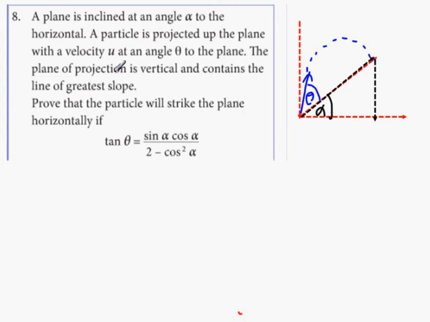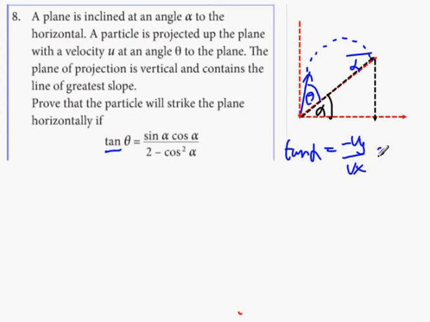Prove that the particle will strike the plane horizontally if tan theta equals sine alpha cos alpha over 2 minus cos squared alpha. If it's striking horizontally, it means that the landing angle is also alpha. So therefore tan alpha equals minus phi y over phi x at the time of flight.